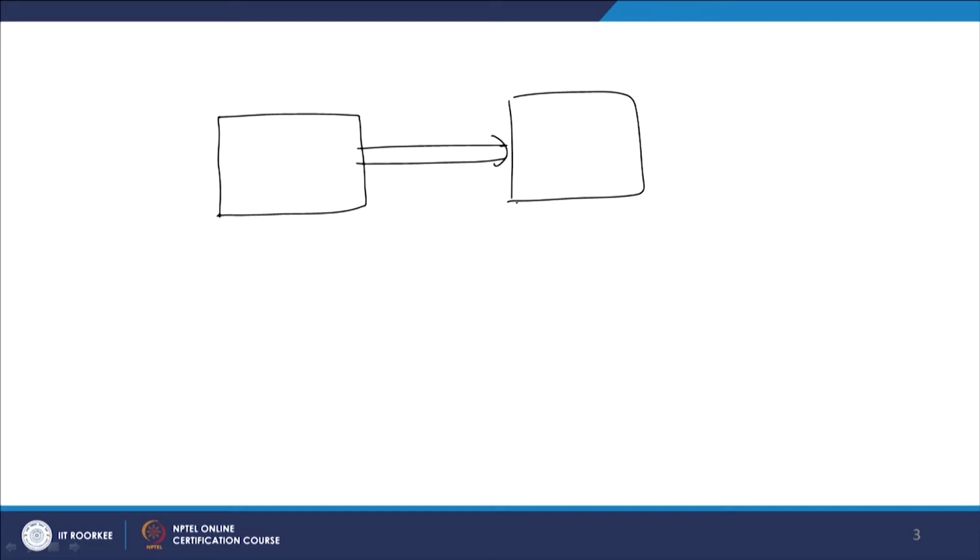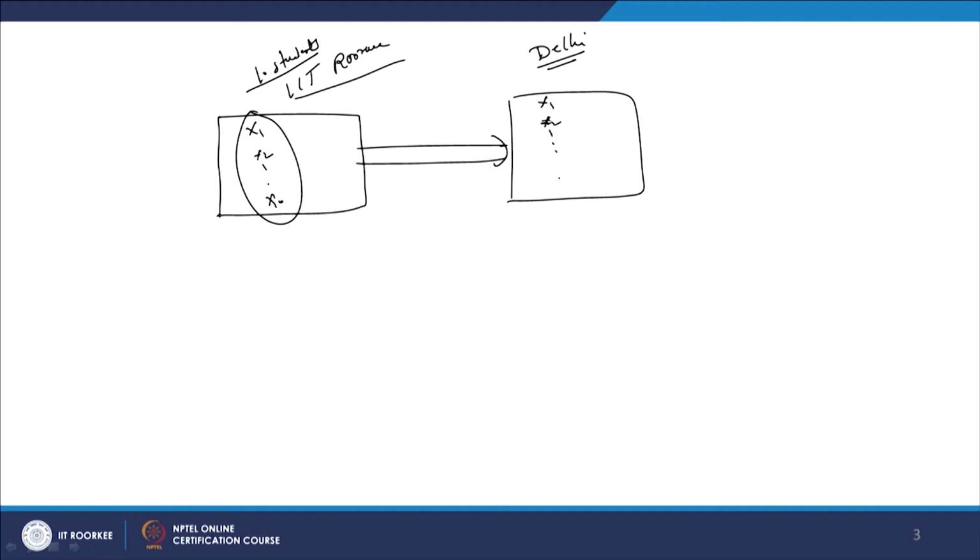In the last two parts, particularly in state controllability, I have explained one example. Now, as I told earlier, my industrial trip is going from Roorkee to Delhi. There are 10 students at IIT Roorkee and they are going to Delhi, and these are x1, x2, up to x10.